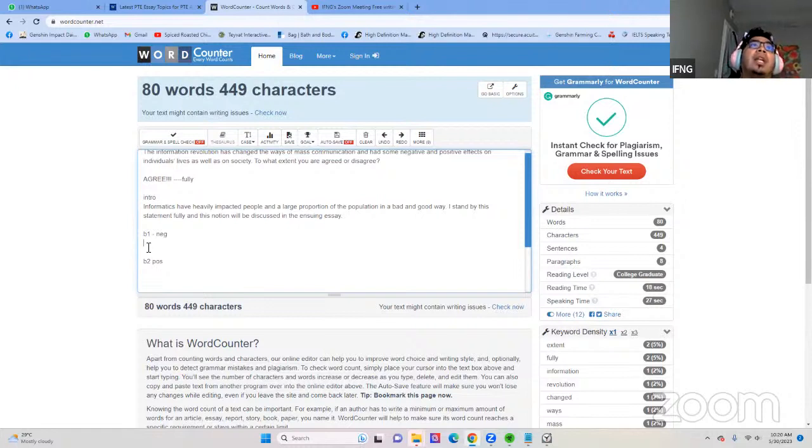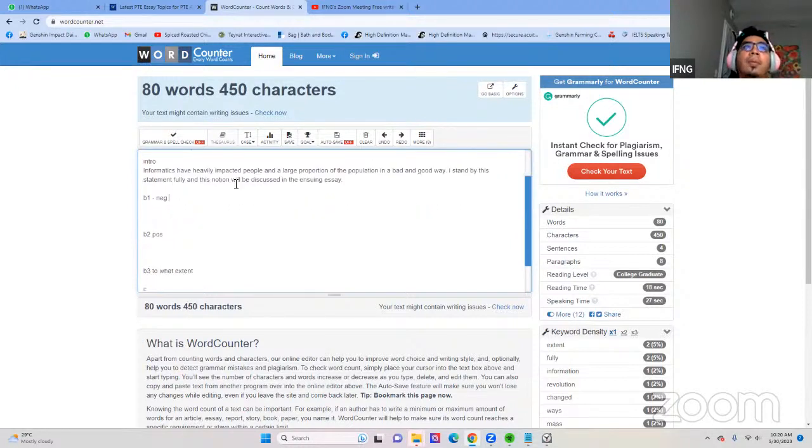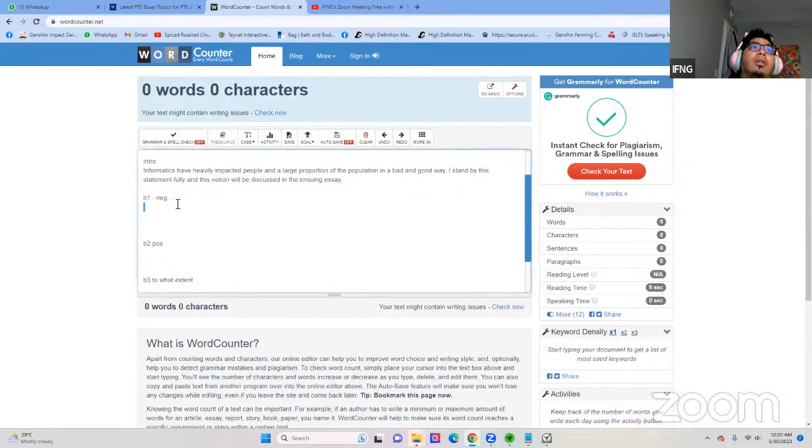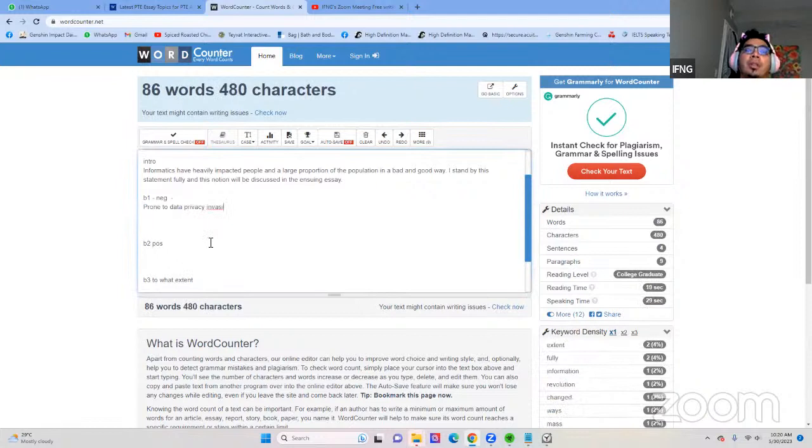So, how did information technology become bad? Give me the positive or negative impact. What? Let's give fake news, right? Prone to data privacy invasion. Oh, I love that. Sige lang, sagot pa kayo, guys. Let's put prone to data privacy invasion. I like that one.